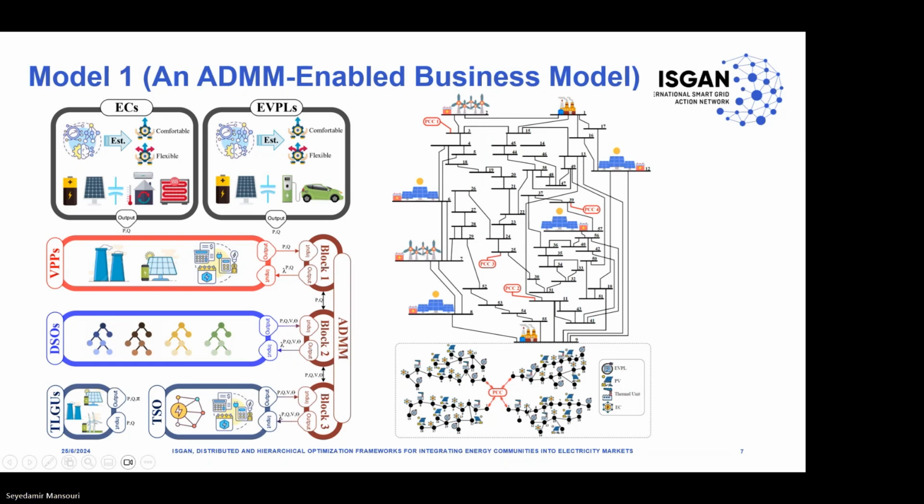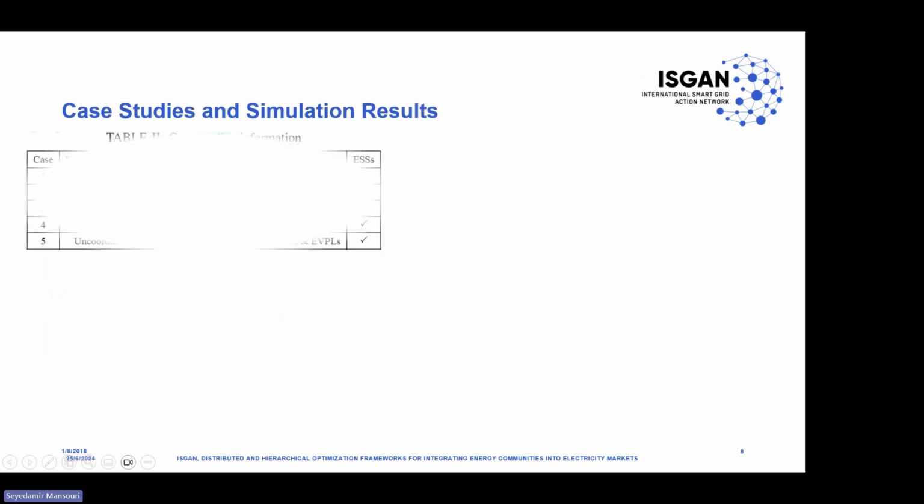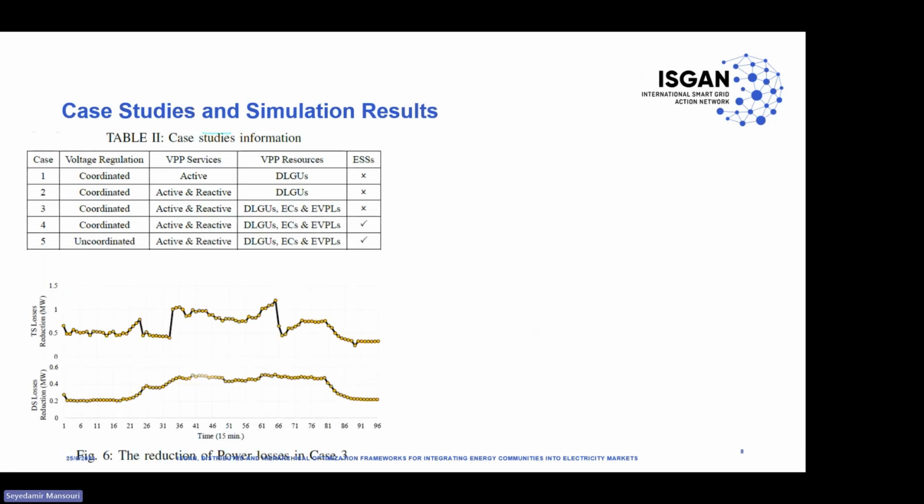Now we are going to the next slide. These are the specifications of our case studies. In cases 1 to 4, we had coordinated voltage regulation, and in case 5, we had uncoordinated voltage regulation. And we investigated the different levels of participation of demand-side resources in the balancing market.